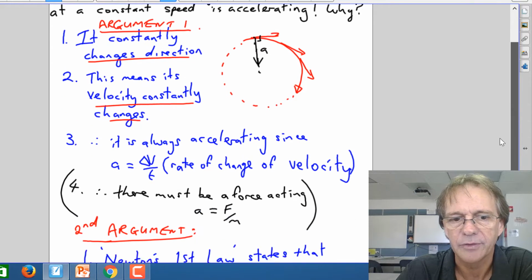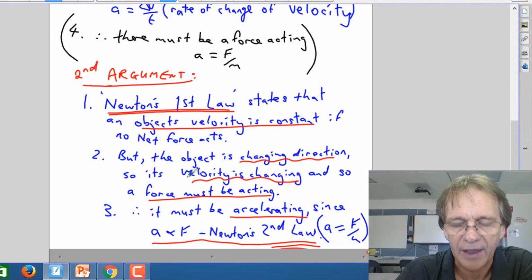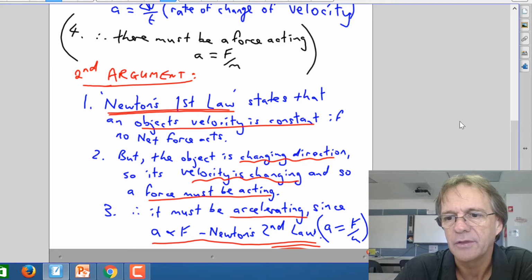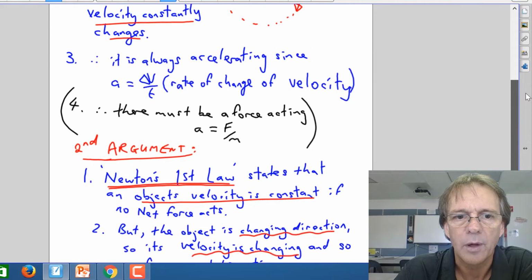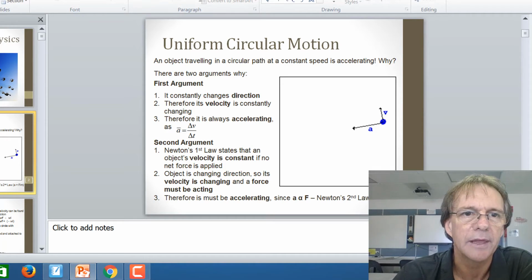But the second argument is that, according to Newton's first law, an object's velocity is constant if there are no forces. Here, the object's changing direction, so it hasn't got a constant velocity. Therefore, there's a force, and therefore it must be accelerating. You can see these are very similar ideas, but one's based on using Newton's laws to explain it, and one's based on the definition of what is velocity and what is acceleration. I've got that written out as a PowerPoint there as well from Mr. McGarry.